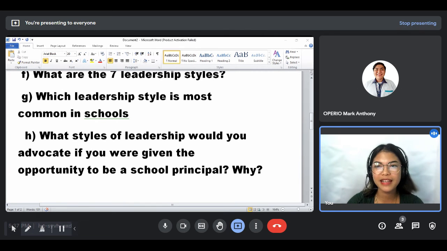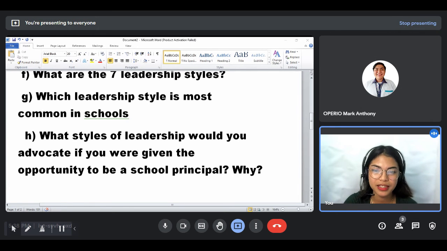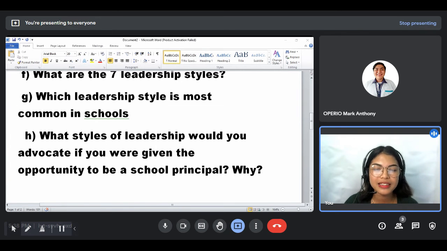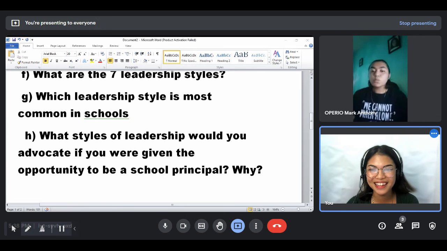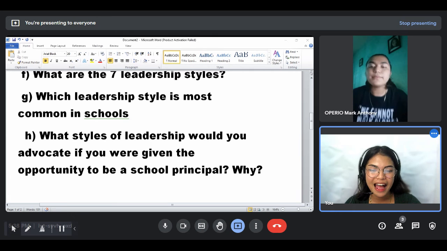For example, the teacher is the one who is the leader of the classroom. The teacher is the one who will give the instructions for the class, especially when we are having an activity. The teacher is the one who will give us the instructional materials or explain to us how to do the activity exactly. So that is my answer for letter G, that is instructional style. Okay, so how about you?